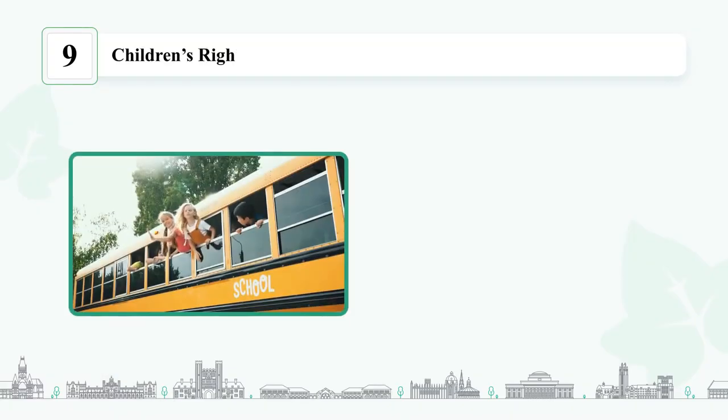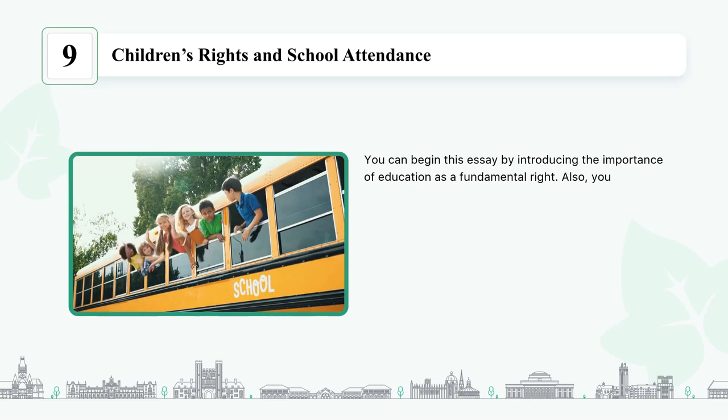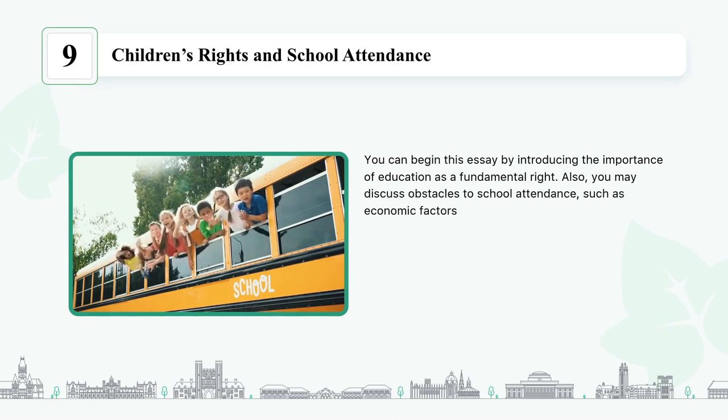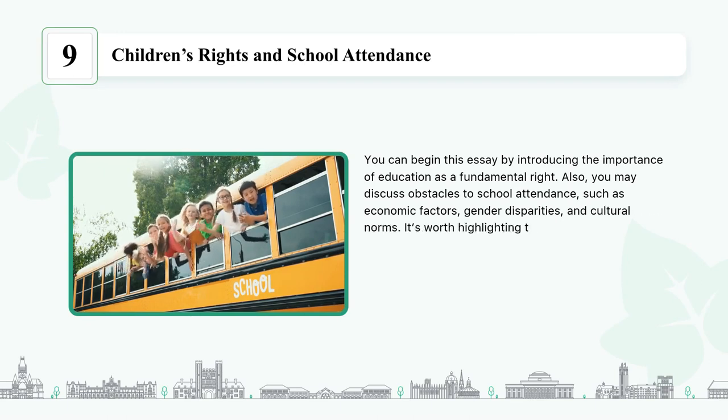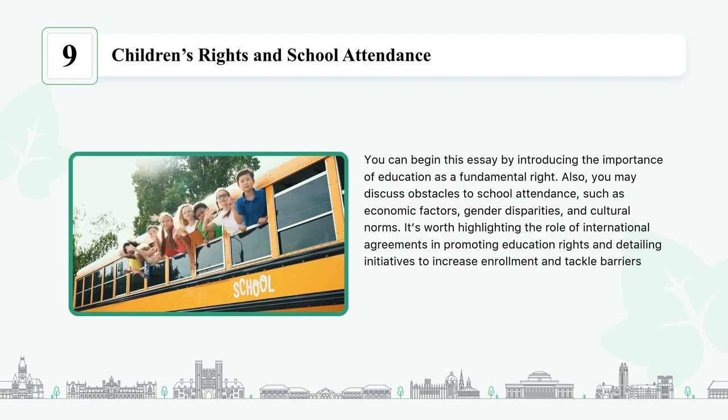Children's rights and school attendance. You can begin this essay by introducing the importance of education as a fundamental right. Also, you may discuss obstacles to school attendance, such as economic factors, gender disparities, and cultural norms. It's worth highlighting the role of international agreements in promoting education rights and detailing initiatives to increase enrollment and tackle barriers.